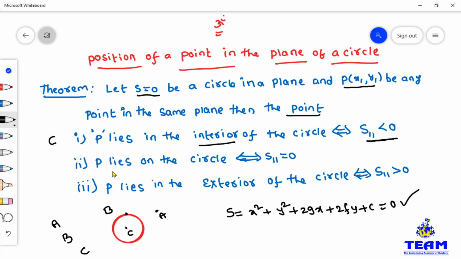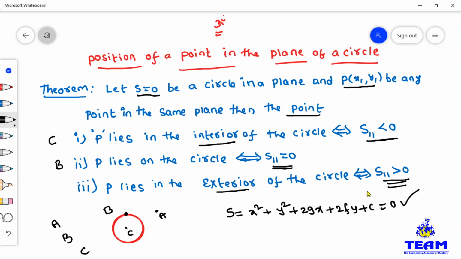Next, P lies on the circle. This is possible if S11 = 0. So which is the point here on the circle? A, B, C? No, C is inside of the circle. So B is the point on the circle. Next, another case: the point P lies in the exterior of the circle. This is possible if S11 > 0.